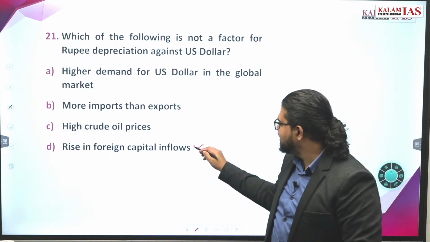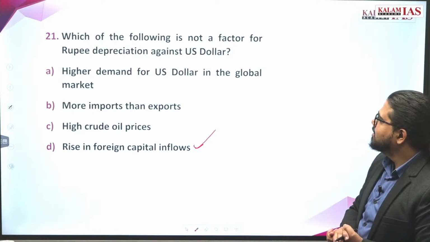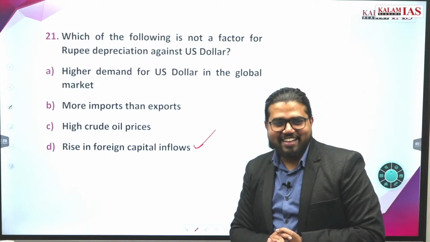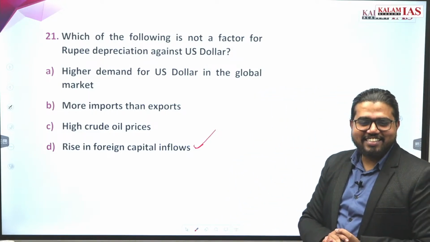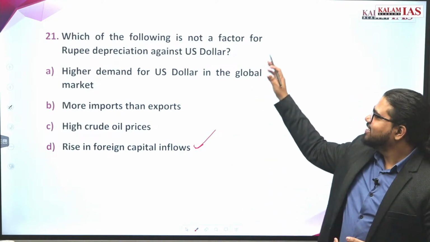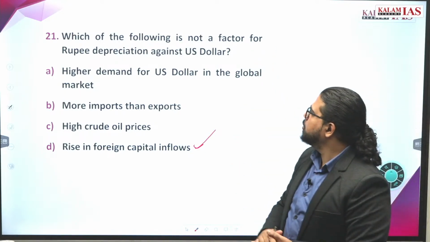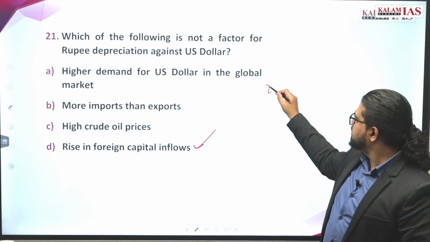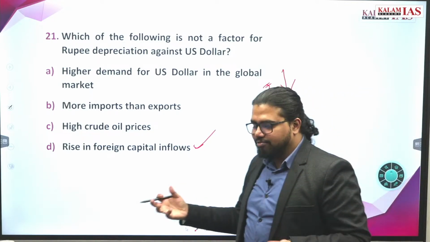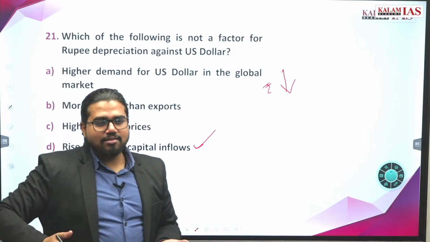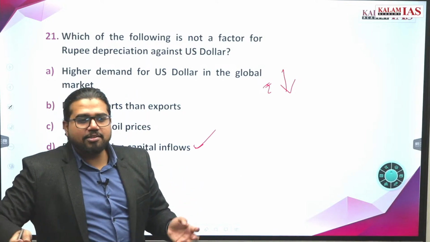Come on guys, make some complexity. So who is saying C? How do you answer this question? The rupee is depreciating, the rupee value is coming down. What determines the value of rupee and dollar? Somewhere it is related to demand and supply.